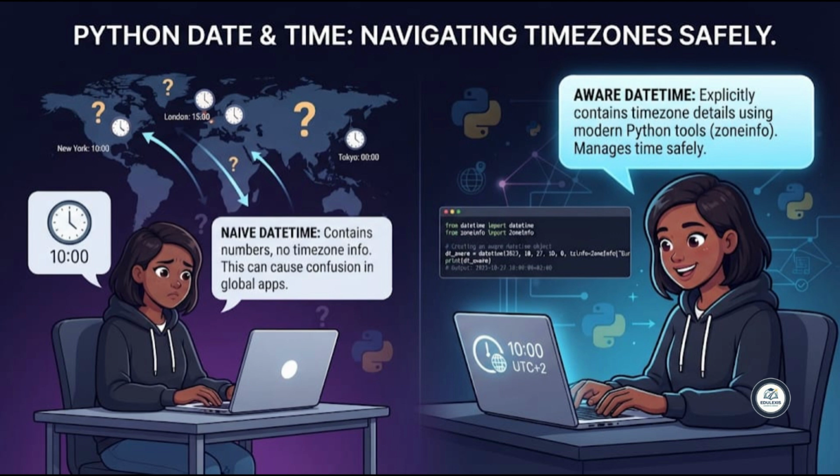Up until now, our datetime objects have been naive. This means they contain numbers, but Python doesn't know what geographic time zone they belong to. If your app is used globally, this can cause confusion. An aware datetime object, on the other hand, explicitly contains time zone details. Let's look at how Python manages this safely using its modern standard tools.